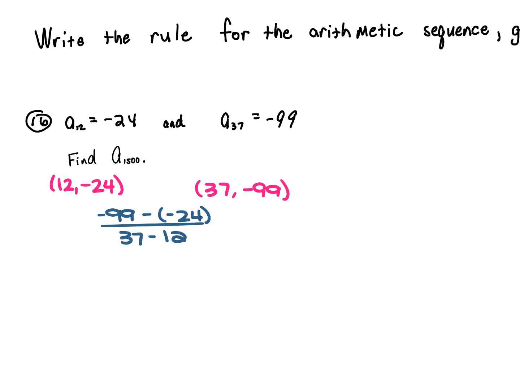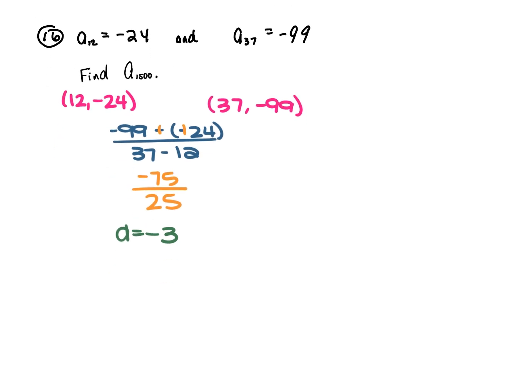Your negative 99 minus negative 24 is going to become plus 24, and that's going to give you a negative 75. And then your 37 minus 12 gives you 25. So if we divide these, we have a common difference, or d, of negative 3. To find your a sub 1500, you're going to do a sub n is equal to your a sub 1, which we need to find. So let's do that first. Let's find a sub 1.